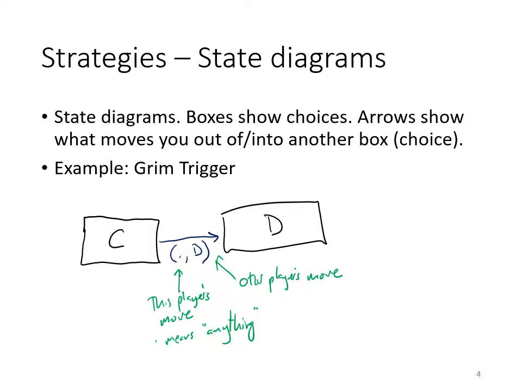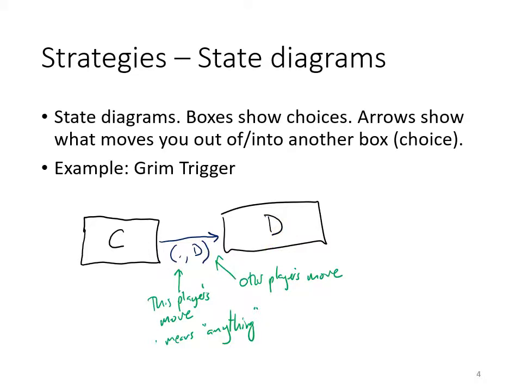So this is the complete state diagram for the Grim Trigger strategy. It is start cooperating, continue cooperating forever and ever and ever, unless the other player, so player 2, the other player plays defect. If that happens, it moves you into this box where you are playing defect. Note there's no exit out of this box. Grim Trigger is defect forever and ever and ever. It's over at that point in time. Okay.